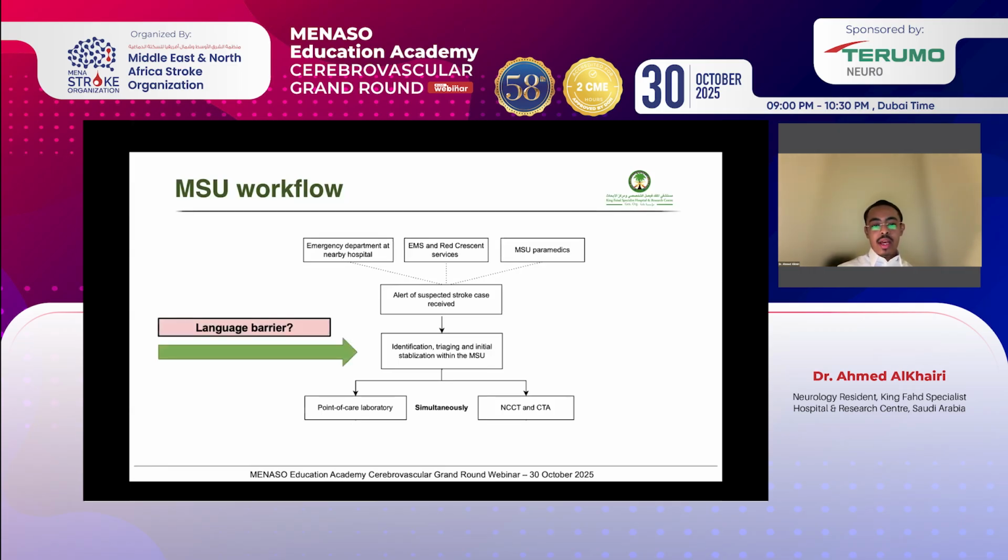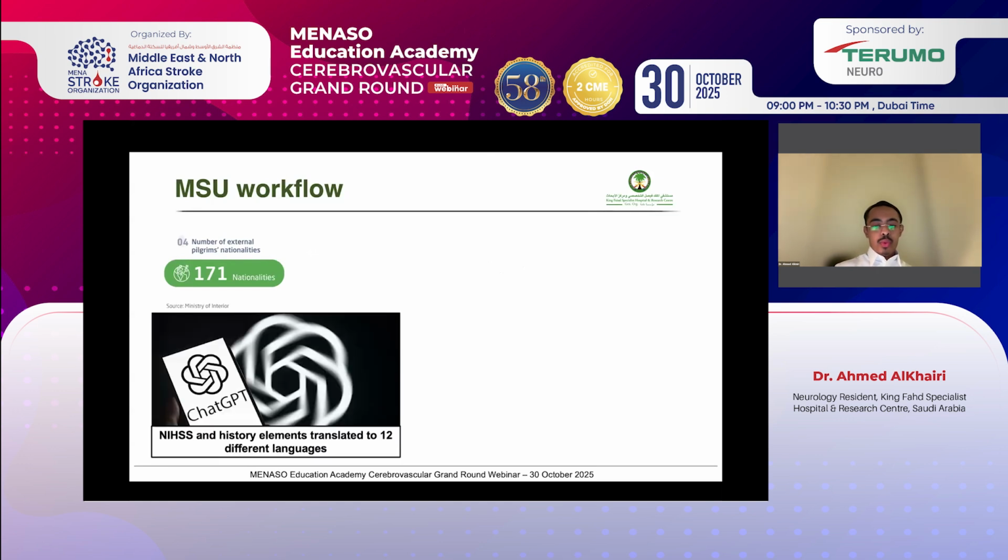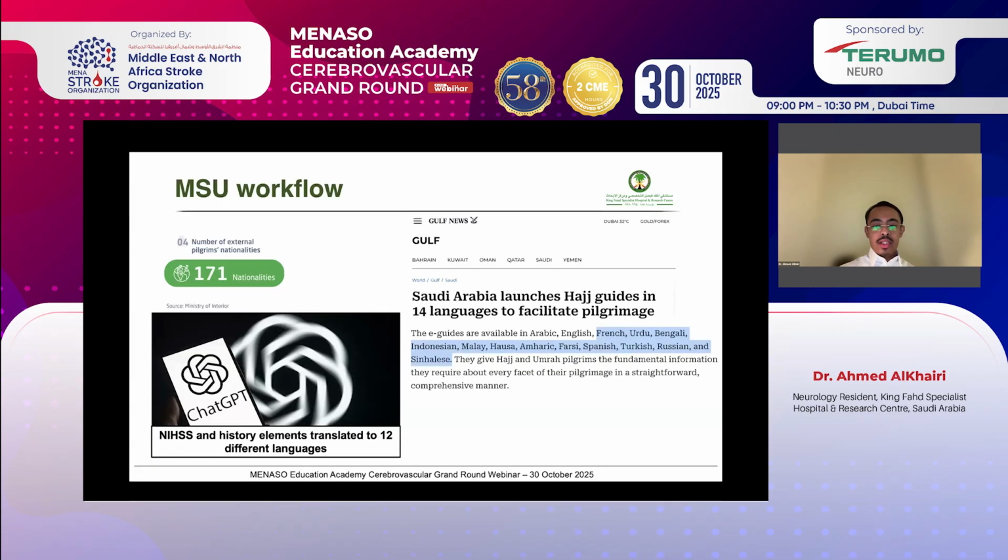But what we faced during Hajj is a significant language barrier, and this mainly stems from the number of external pilgrim nationalities, and this year it was around 171 nationalities. To address this, prior to our implementation, we arranged for a large language model application to translate and provide pre-recorded translation of the NIHSS and history elements into 12 different languages.